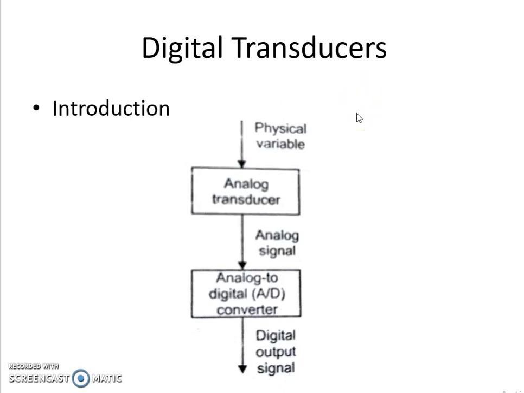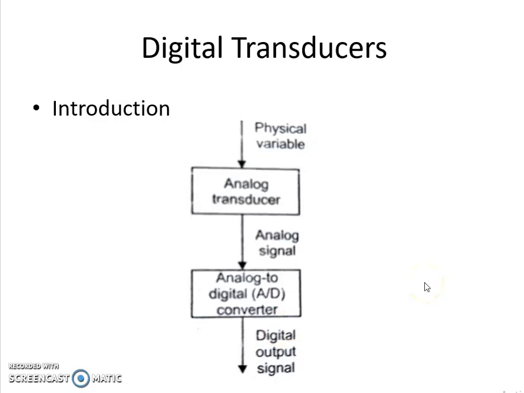Since in case of digital transducer the output is in digital form, there is a requirement of analog to digital conversion. That is why a digital transducer consists of an A to D converter. This is the block diagram of a simple digital transducer, where input physical variable is given to analog transducer, which converts that physical quantity into analog signal. That analog signal is given to analog to digital converter, which will give digital output signal.